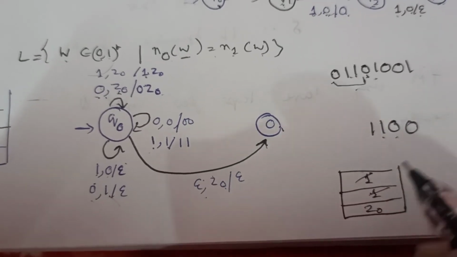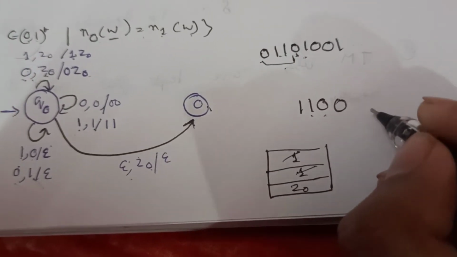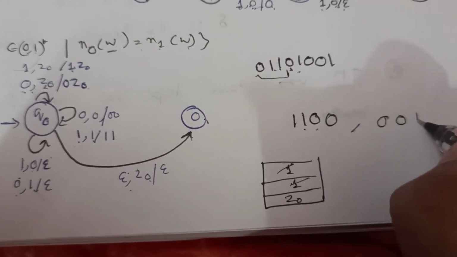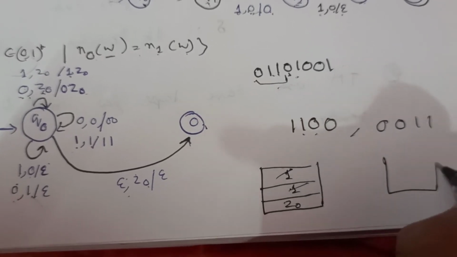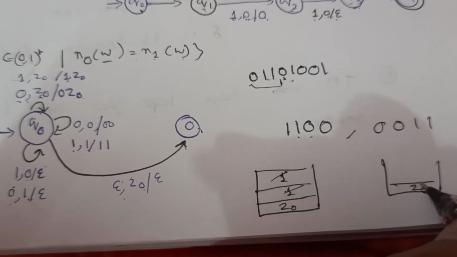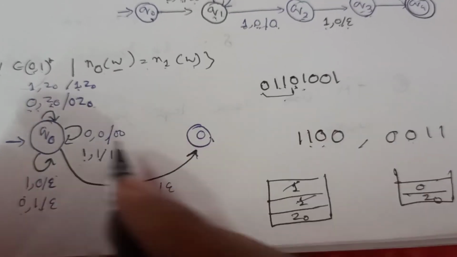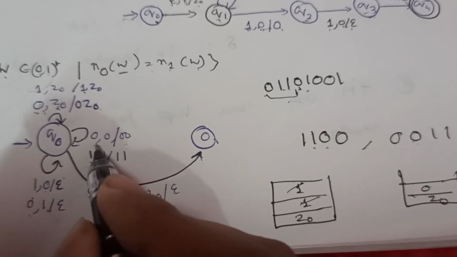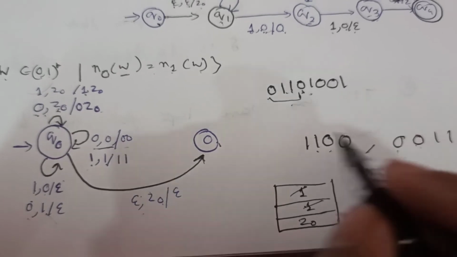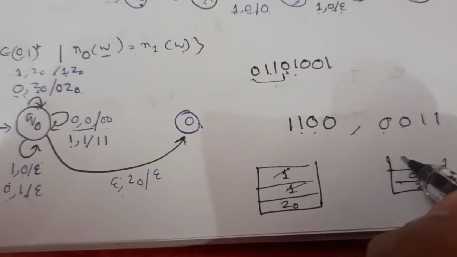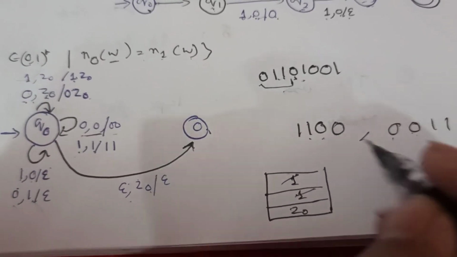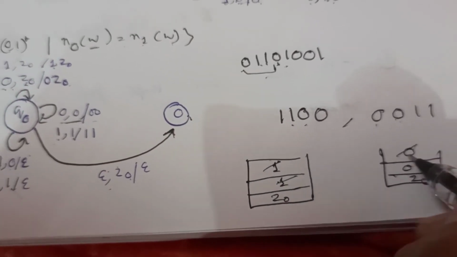If there was another string, suppose it was 0011, then what would happen? First the 0 would be inserted into our stack, and then for the second 0, this rule will be applied: if our input string is 0 and our stack top is also 0, then the same 0 will be pushed, and after that for these ones it will be popped out.